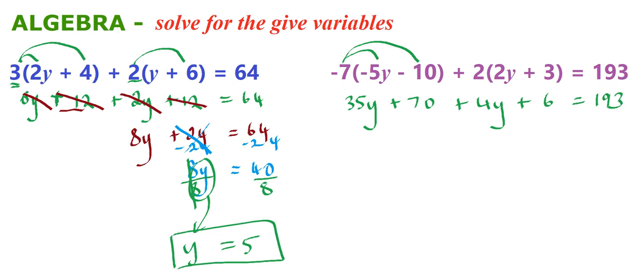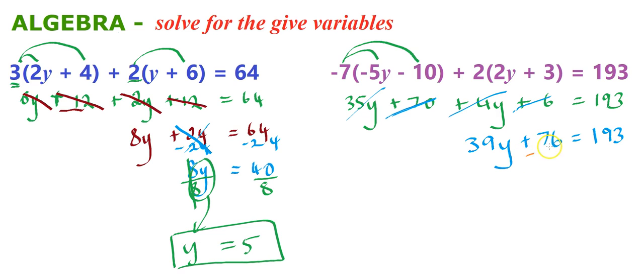So now we have to just tidy things up a little bit, collect the like terms. So we've got plus 35y plus 4y, so that will give us 39y. And we've got plus 70 plus 6 is plus 76 in total. And all of that, okay, now we can start solving.